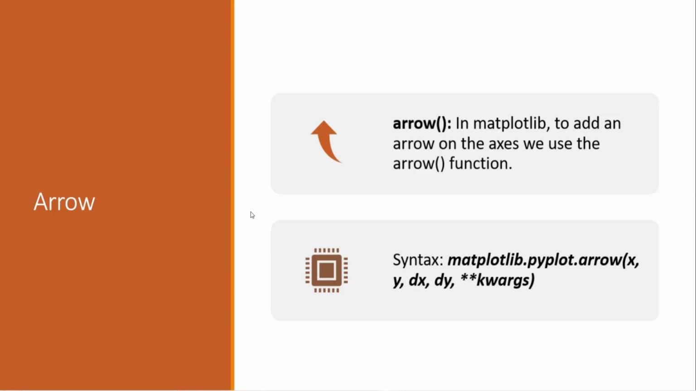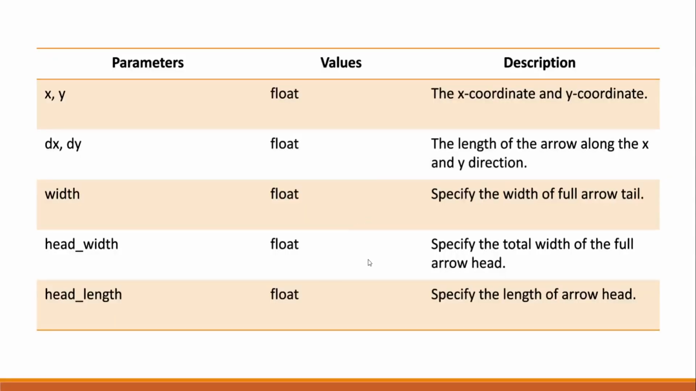The arrow function in Matplotlib adds arrows on the axis, and the syntax of this function is matplotlib.pyplot.arrow, and in parentheses we pass different parameters. The first is x, the next one is y, the other is dx, the next is dy, and last one is keyword arguments. So let's have a look at the parameters. The first parameter is x and y. It takes values in floats. It is the x coordinate and y coordinate of the plot.